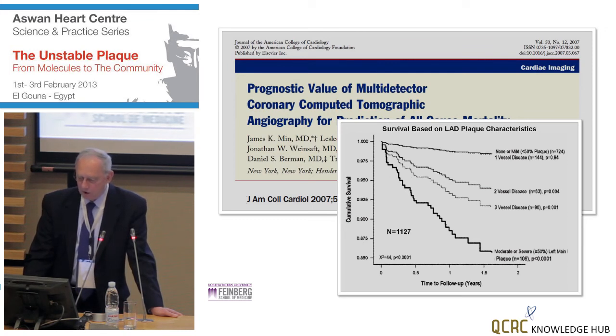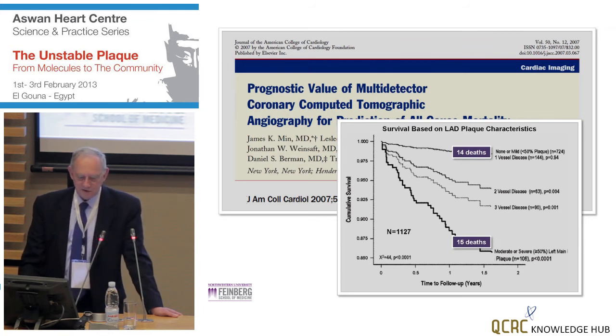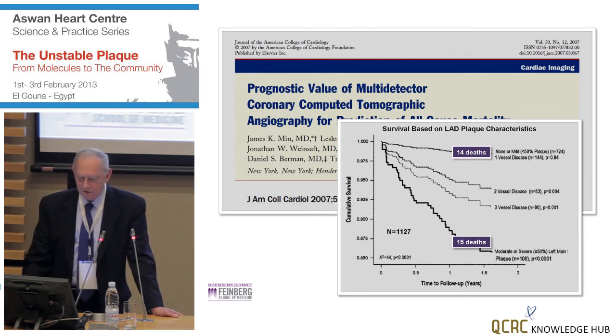Here are the patients who have none or mild plaque, or only one vessel disease. Here are patients who have moderate or severe calcification. 1,100 patients. Well, importantly, as we discussed previously with CT, there are more patients in this group than in this group. And so when you actually look at the number of deaths, there are 14 deaths here, 15 deaths here. And so we see the same analysis that we saw with CT. The larger number of patients here, even though at lower risk, leads to the mathematics that the outcome is roughly equivalent in terms of total deaths.